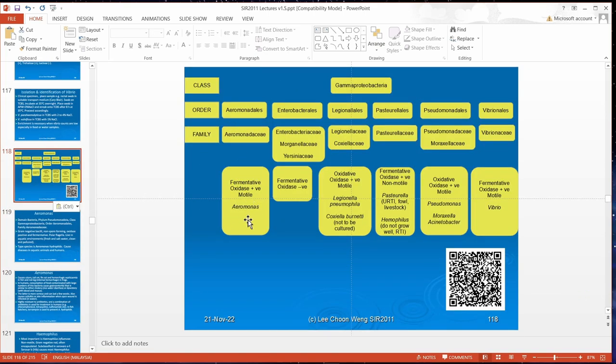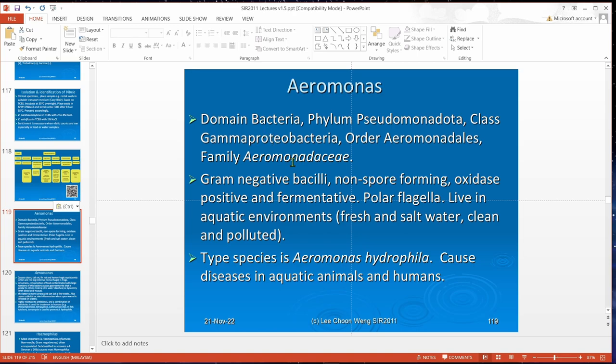Next, we'll look at Aeromonas in the order Aeromonadales, family Aeromonadaceae. It exhibits a fermentative reaction in the OF test, oxidase positive, and is motile. The type species is Aeromonas hydrophila. It is a gram-negative bacilli, non-spore forming, oxidase positive and fermentative. It has a polar flagella. It lives in aquatic environments, similar to Vibrio, both fresh and salt water, clean and polluted waters.